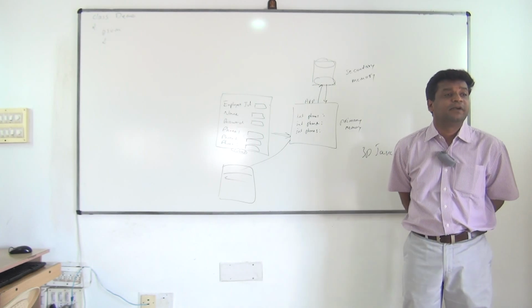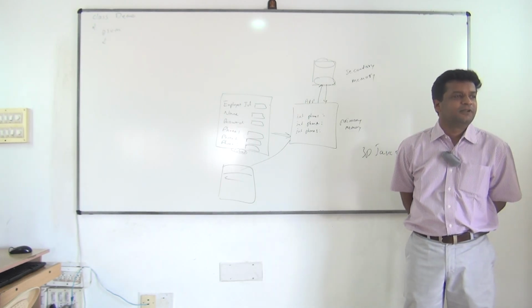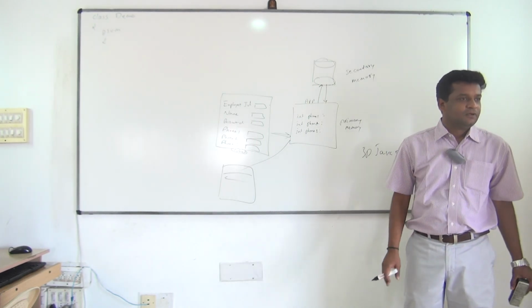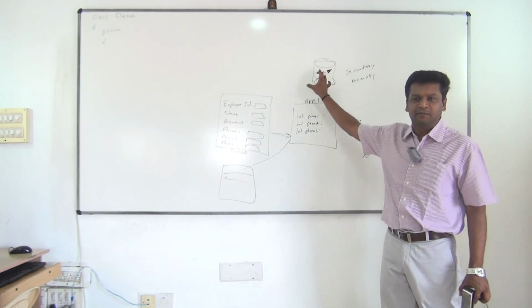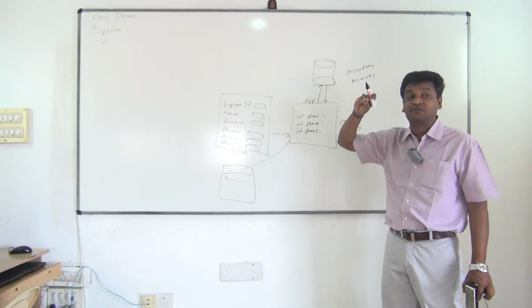Secondary memory is used for permanent storage. Primary memory is used for processing. You cannot process data in secondary memory. Secondary memory is only used for storage.